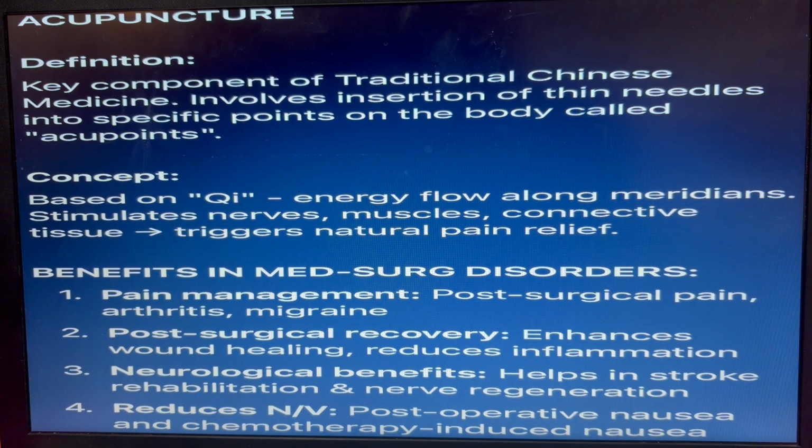Okay, first is acupuncture. Acupuncture is widely accepted now, even in Western hospitals, and thin needles are placed at specific points to balance the body energy. For surgeries, it is very useful for pain control without extra medications. It also reduces nausea after anesthesia and chemo. In neuro patients, it helps in regaining nerve functions. As nurses, we should know about it for patient education and referral.